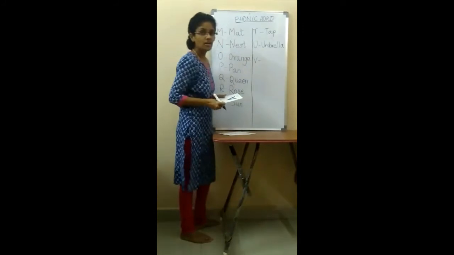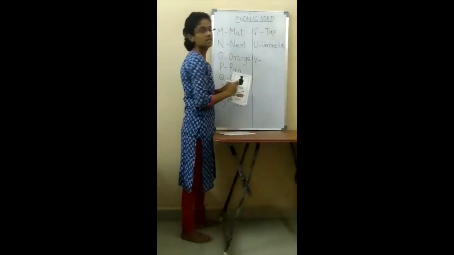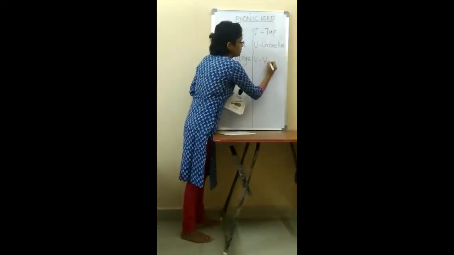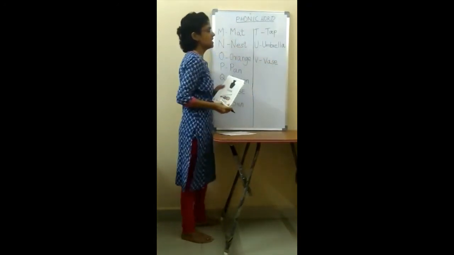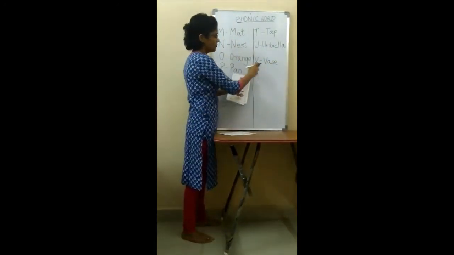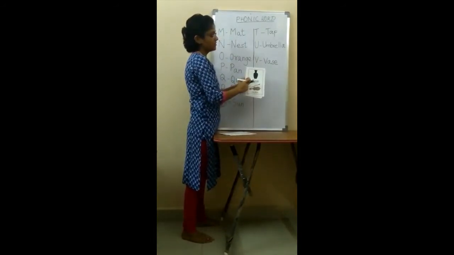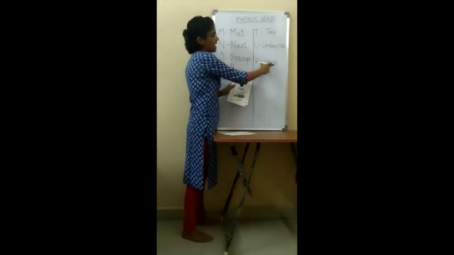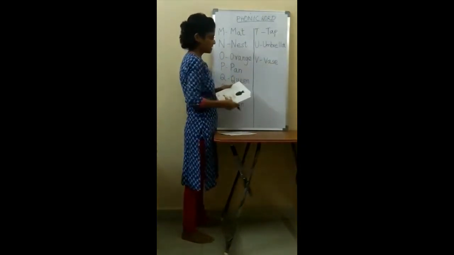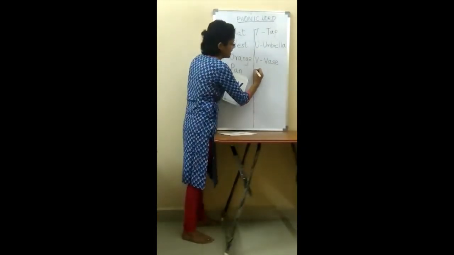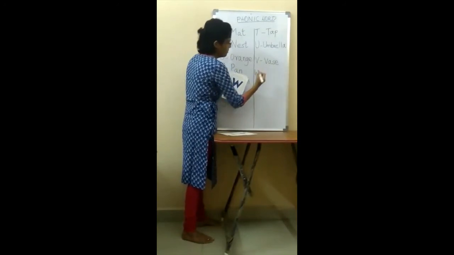What is V for? Vase. V for vase. V A S E, vase. The next letter is W.